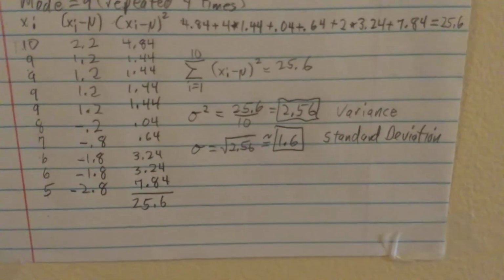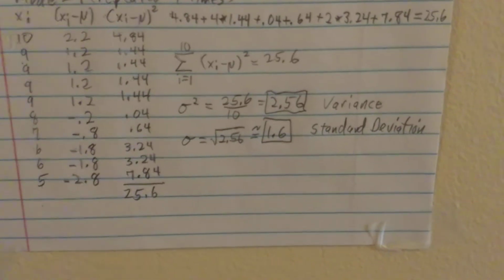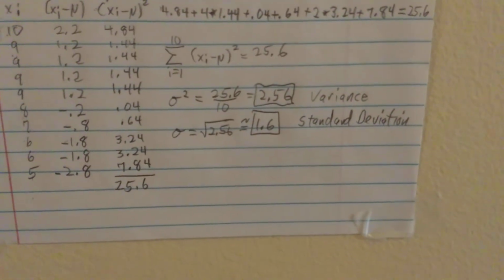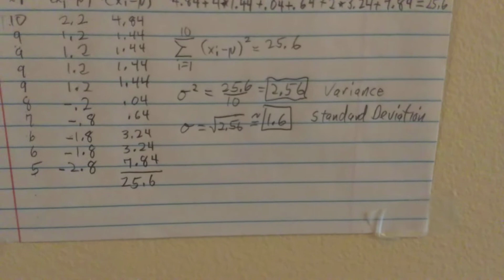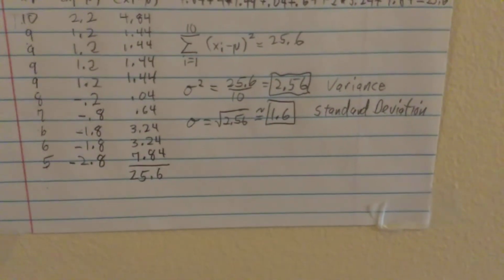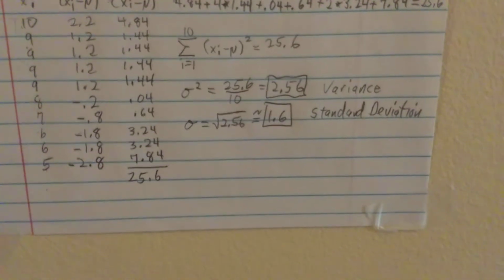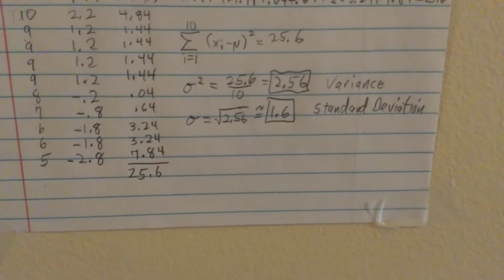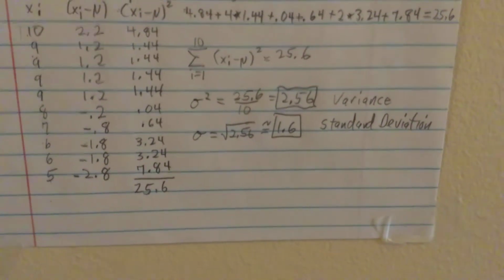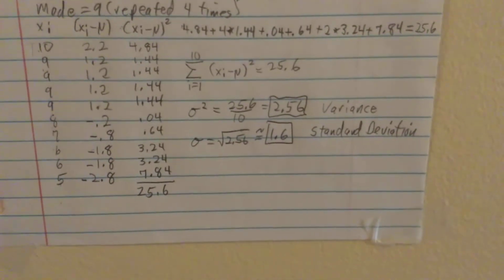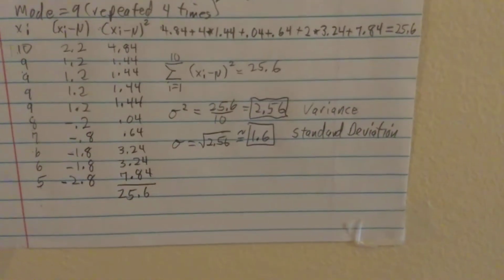which is 25.6. Now the first number that we have a name for is that summation of 25.6 divided by how many numbers there were, 10. So 25.6 divided by 10 is called the variance, which has to do with the squares of the difference from the mean. This all has to do with how spread out the numbers are.